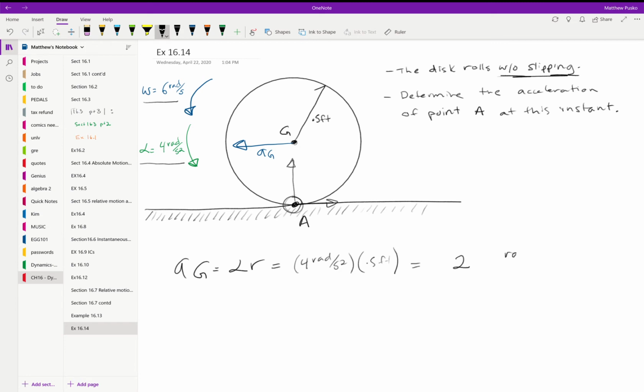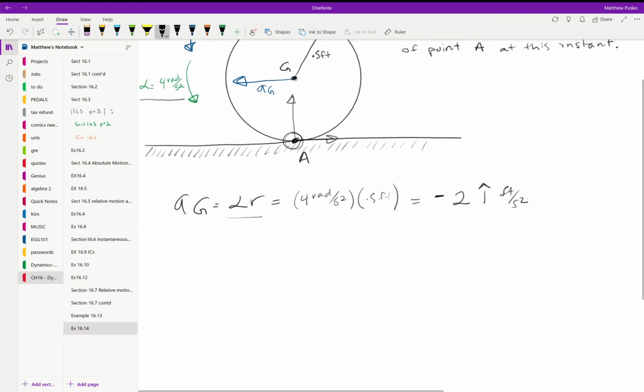2 feet per second squared. And that is going to be in the i direction. And we did this with scalar analysis, so we need to give it a minus sign to show that it's moving to the left.